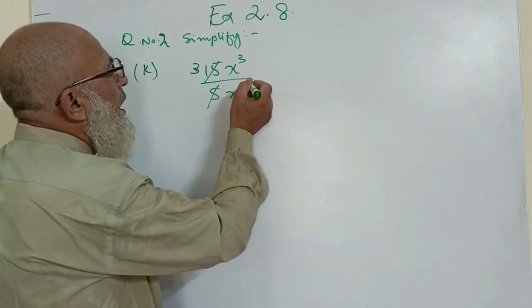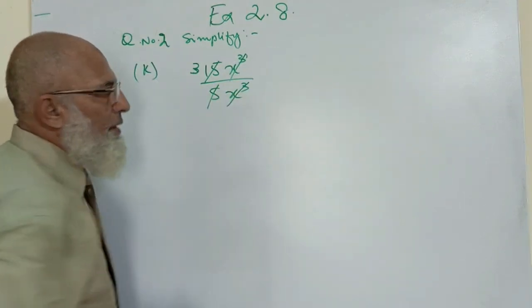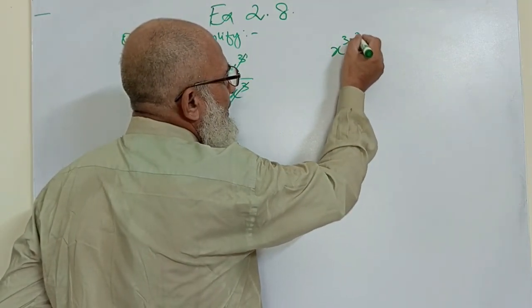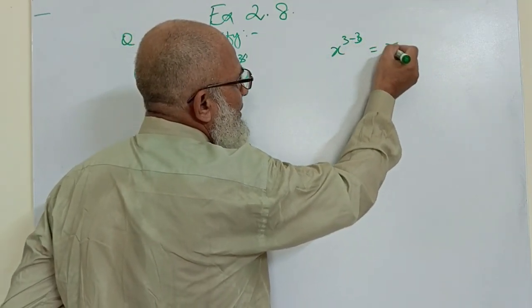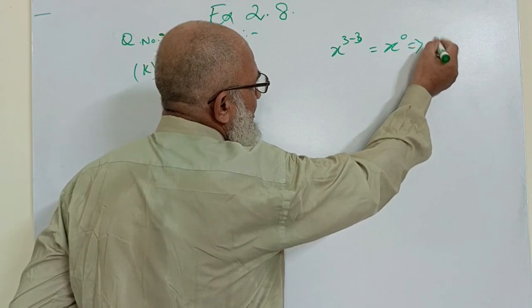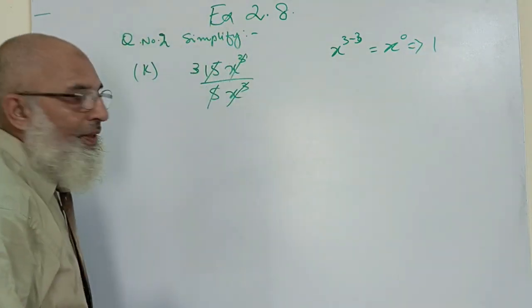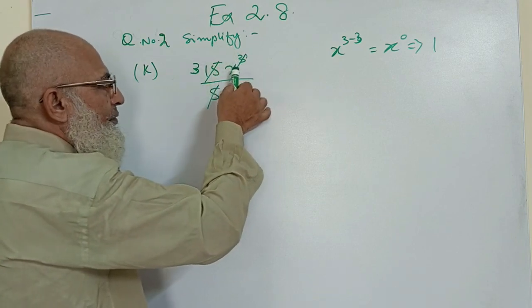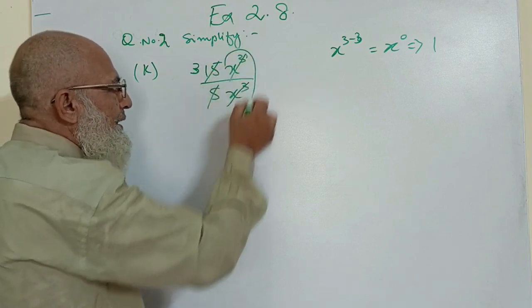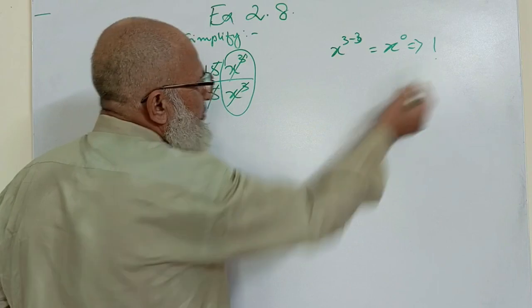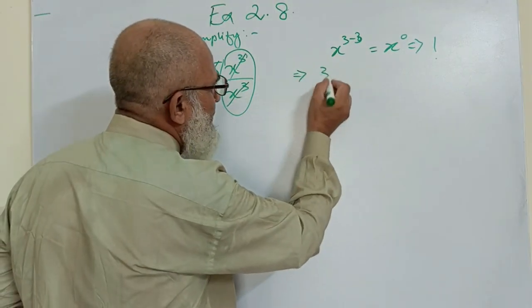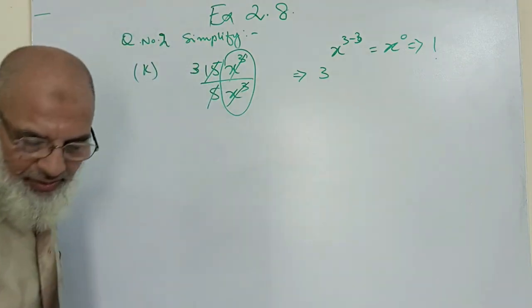So nothing has remained over here. Like this, x^(3 minus 3) is equal to x^0, and x^0 is equal to 1. So what remained from this side is 1 only, and the answer will be 3 multiplied by 1, which is equal to 3.